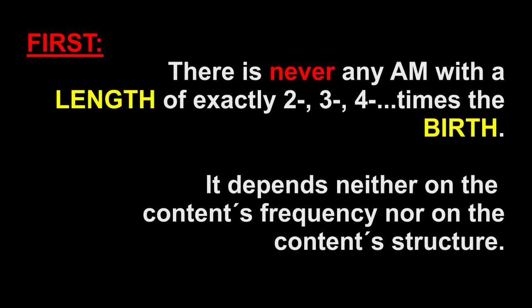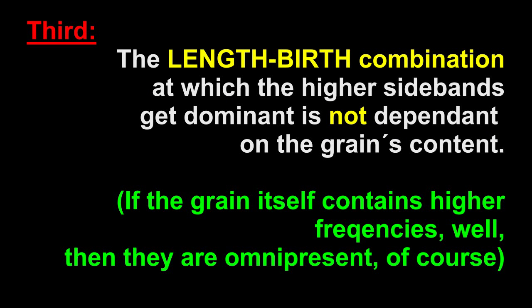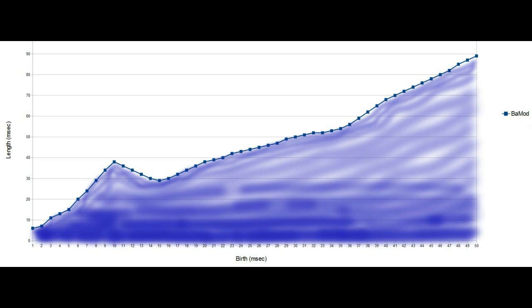First, there is never amplitude modulation with the grain's length of exactly 2 times, 3 times, 4 times, and so on of the birth's length. And it doesn't depend on the frequency, nor the structure or complexity of the grain's content. Second, it's the same with the classic and simple amplitude modulation at the point length equals birth. Third, and again, the length-birth combination at which the higher sidebands get dominant is not dependent on the grain's content. But now it gets different.